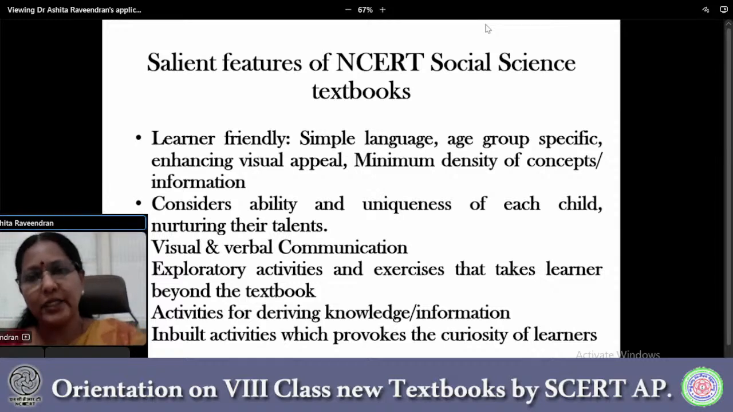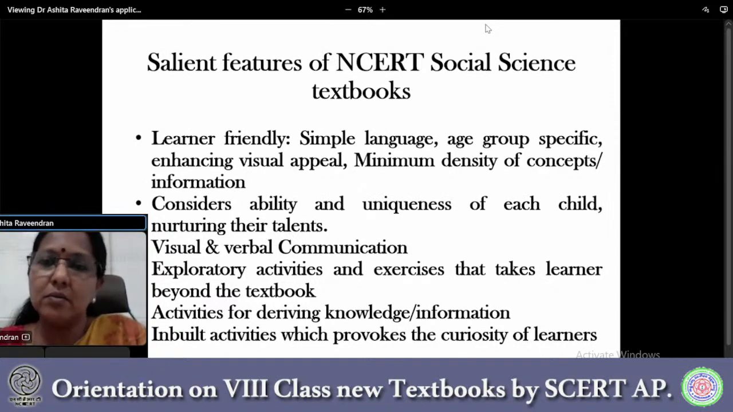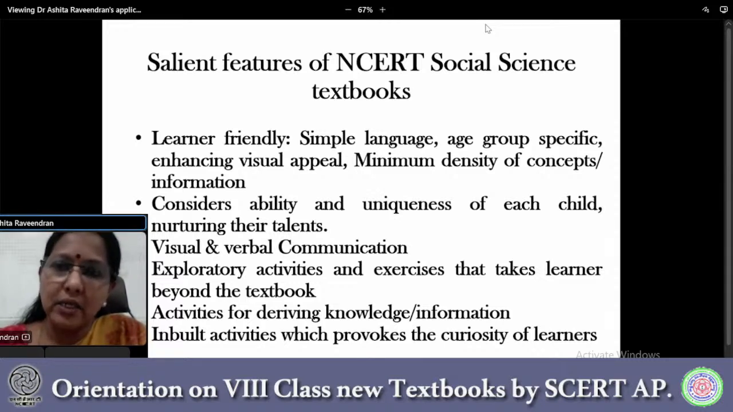Just to briefly generalize how our social science textbooks are new: it's a very learner-friendly book. We have used very simple language in it. Now you have translated it into your language, as Madam has already stated. Again, in English, we have tried to use the most simple language so that the learner can understand whatever we are saying. And then there is a good visual appeal.